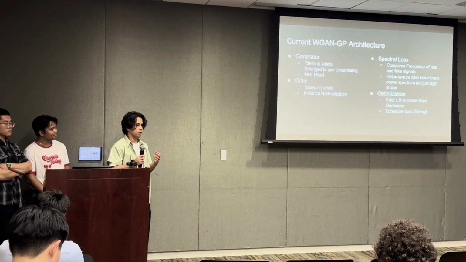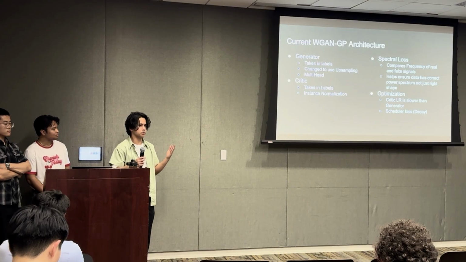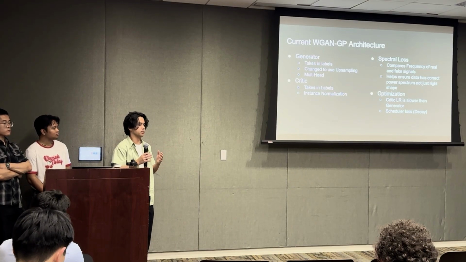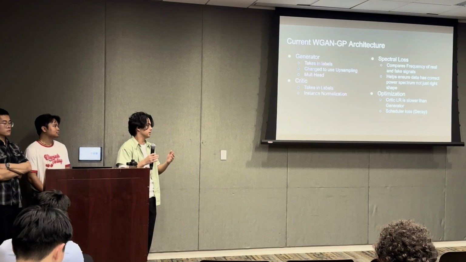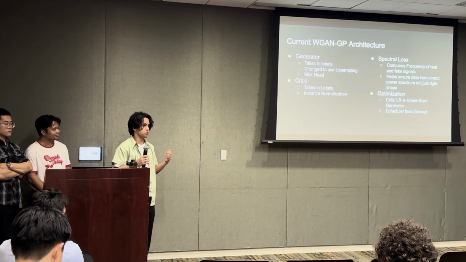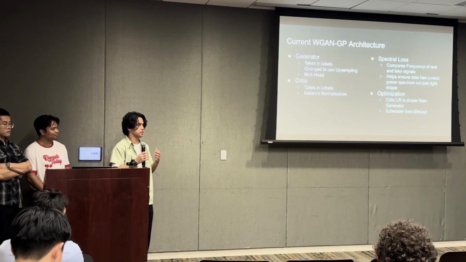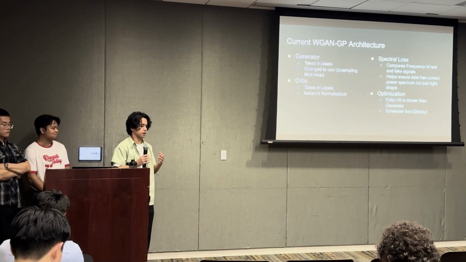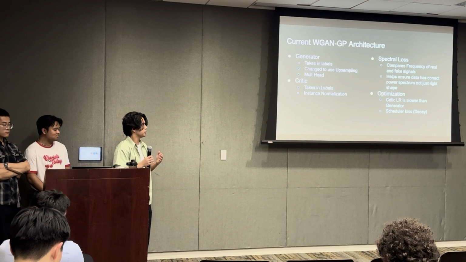And then the critic, I didn't really change that much, just made it a little bit deeper. So we still take some labels, which are just concatenated to the channels. That's why it's a 13 channel; the 13 channel is basically holding the labels. And then we use instance normalization, which is basically trying to help isolate the specific EMGs, right?